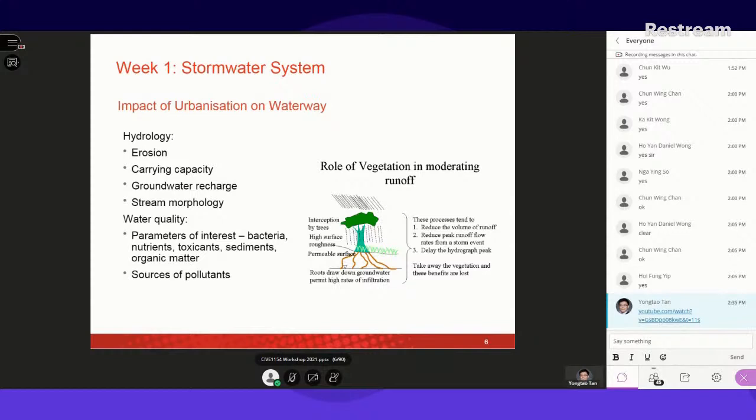So you can see the role of vegetation in moderating the runoff of the natural catchment. So why is the vegetation important in the natural system, in the natural ecosystem?